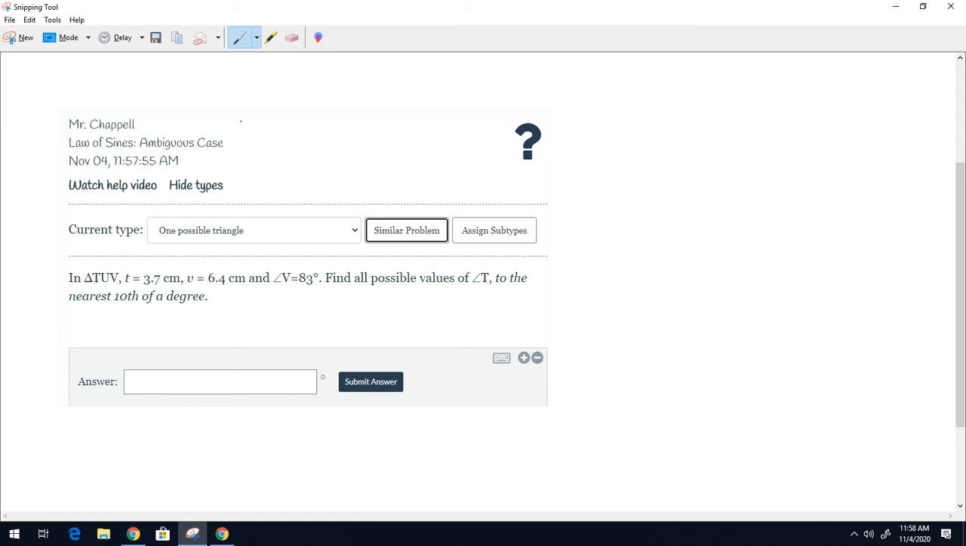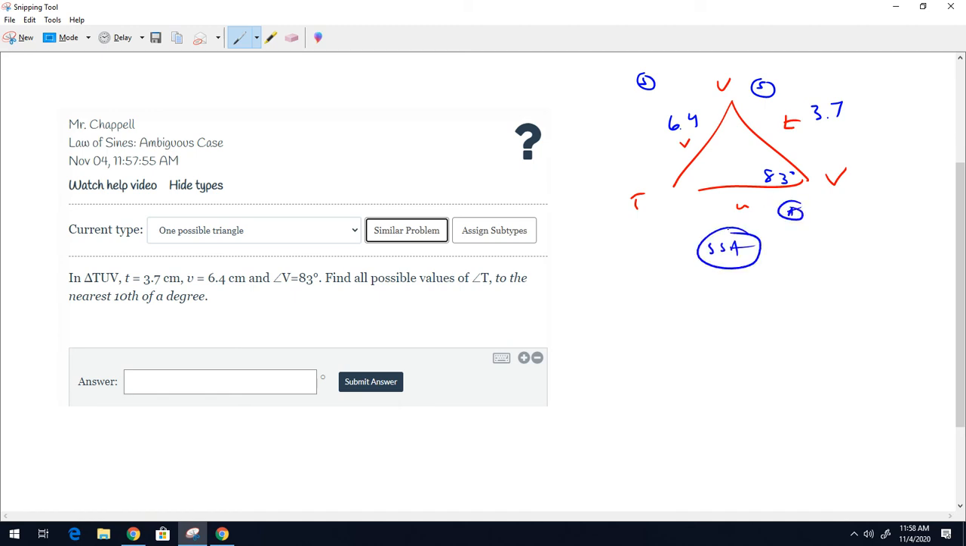Okay, so I'm going to draw my picture of TUV. I'm going to label my opposite sides. T is there, U, and then V. I have T is 3.7. So T is 3.7. I have V is 6.4. So V is 6.4. And I have angle V is 83. So this is that side-side-angle case I talked to you about. Again, I'm not going to make it difficult.